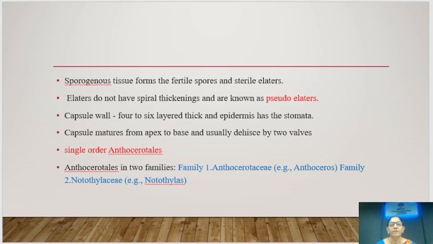Within the sporophyte, the sporogenous tissue forms the fertile spores and the sterile elaters, where the elaters are known as the pseudoelaters, and the capsule that is formed is 4 to 6 layered, which is multi-layered. It has the stomata on the outer surface. The capsule dehisces from the apex by 2 valves, and it consists of a single order called Anthocerotales, and it has 2 families, Anthocerotaceae and Notothyladaceae.